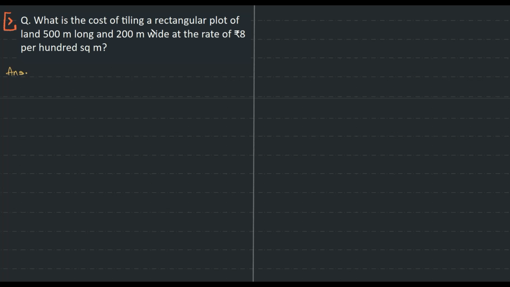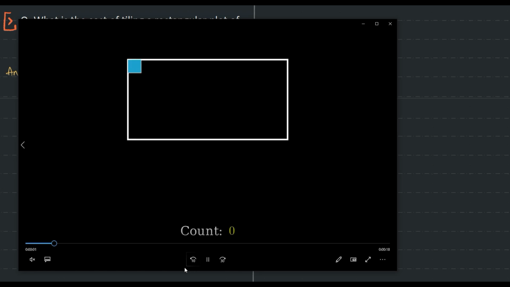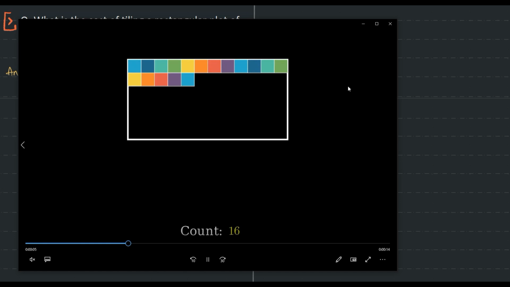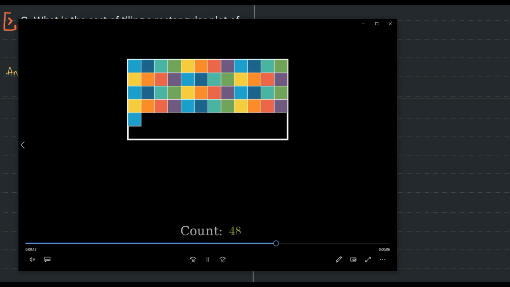What is the cost of tiling a rectangle plot of 500-meter long and 200-meter wide at a rate of rupees 80 per 100 square meter? Now, what does this mean? Say we have a rectangle plot like this. You're tiling them in, so you're placing tiles in this manner. So here the cost is that for every 100 square meters, you're paying 8 rupees.